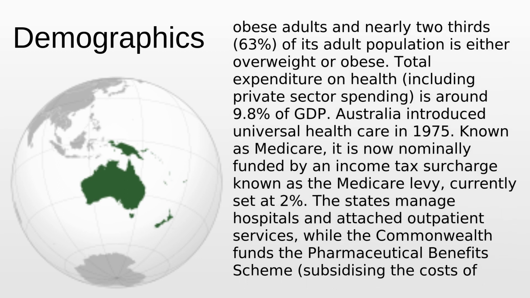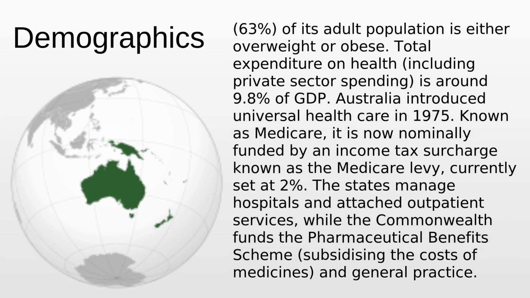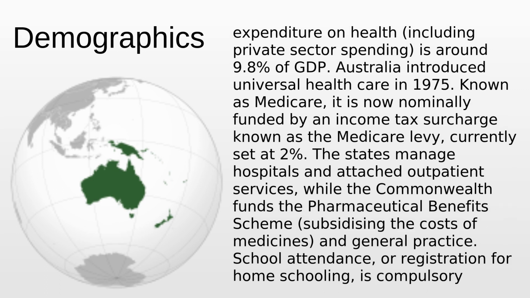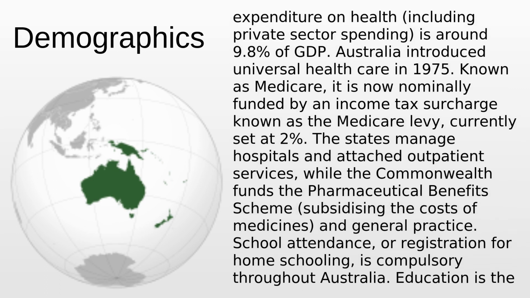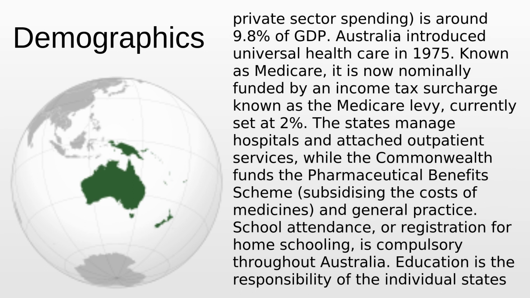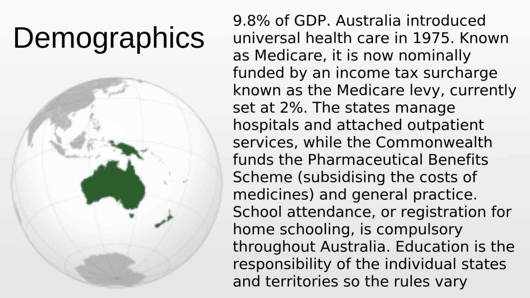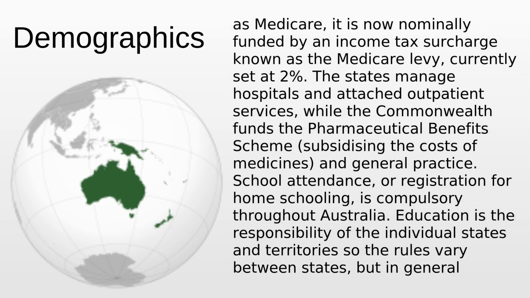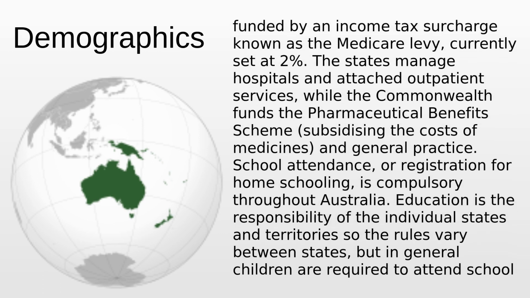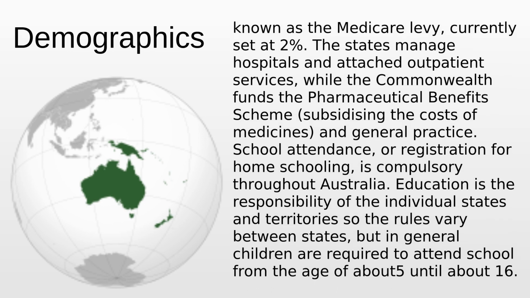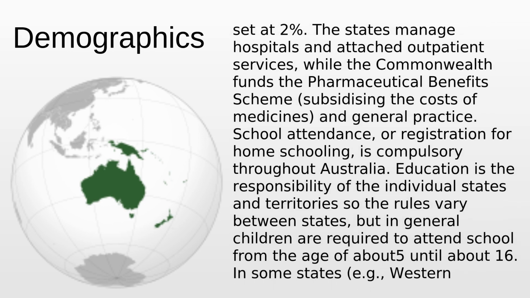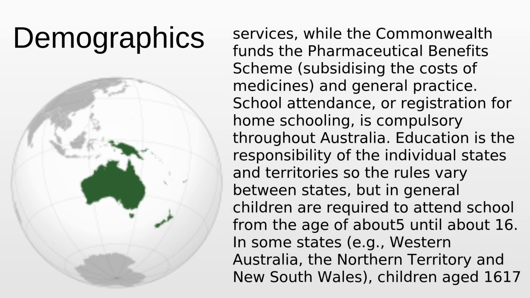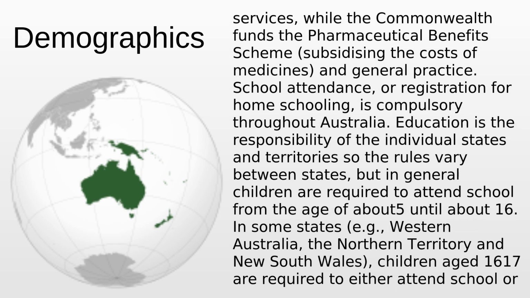Australia ranks 35th in the world and near the top of developed nations for its proportion of obese adults, with nearly two-thirds, 63%, of its adult population either overweight or obese. Total expenditure on health, including private sector spending, is around 9.8% of GDP. Australia introduced universal health care in 1975. Known as Medicare, it is now nominally funded by an income tax surcharge known as the Medicare levy, currently set at 2%.